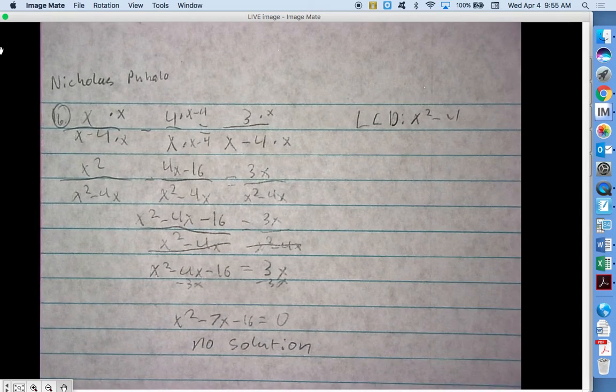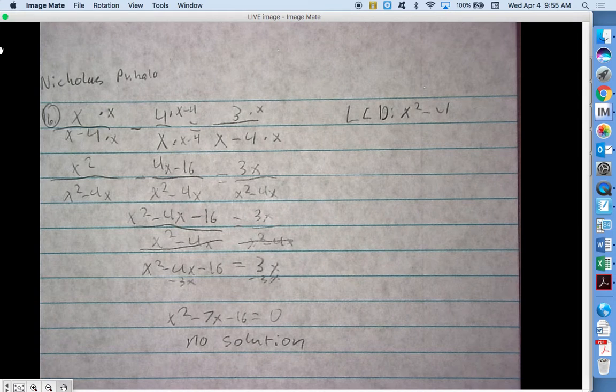Why is it no solution? Because the paper says so is not a good reason. You can't find anything that would factor that. Nothing adds or subtracts to be negative 7 and multiplies to be negative 16.